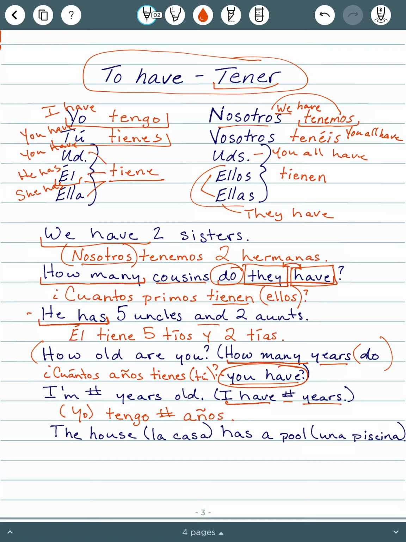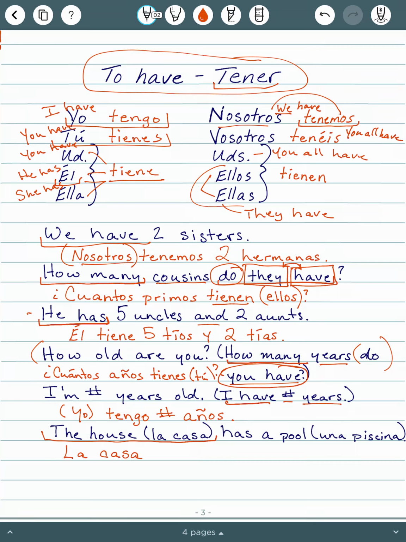All right, one more sentence. The house has a pool. So it doesn't have to just be with family members. It doesn't just have to be with age. Pretty much any time you would say have in a sentence, you're using this word tener. So the house, I've helped you out here a little bit. La casa means the house.